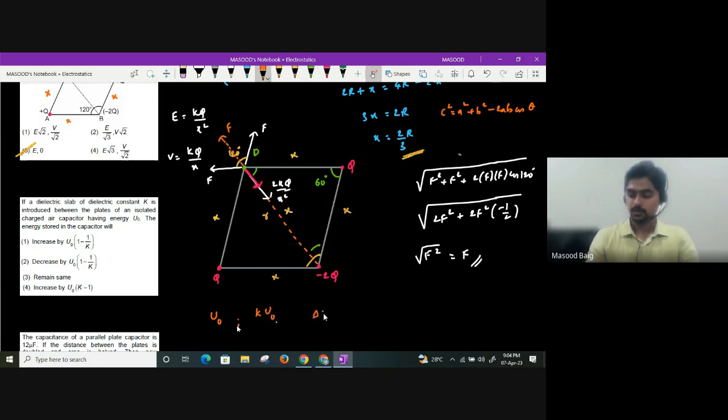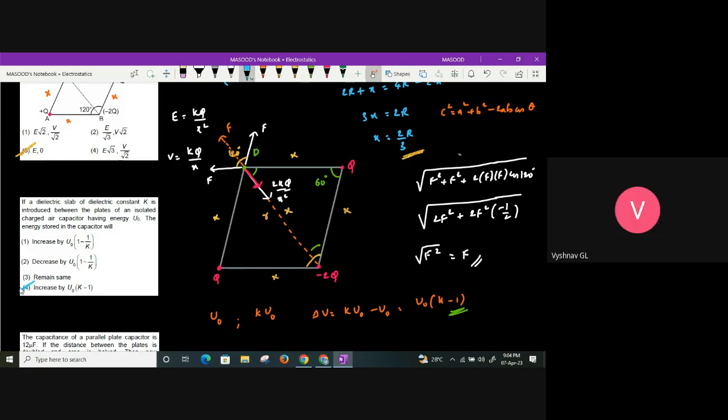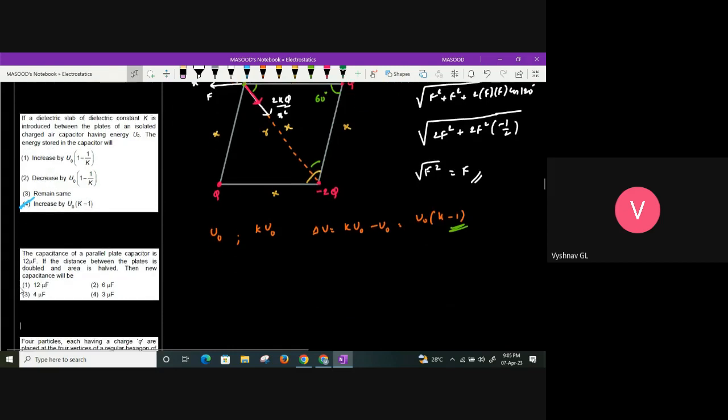So what is the change now? It will be K U naught minus U naught. So I can write U naught, if I take common, you'll get it as K minus 1. So it is increasing by K minus 1. Clear? But we wrote it as E naught by K as the energy stored when the battery is not connected. When the battery is not connected, we wrote it as E naught by K. Is that so?